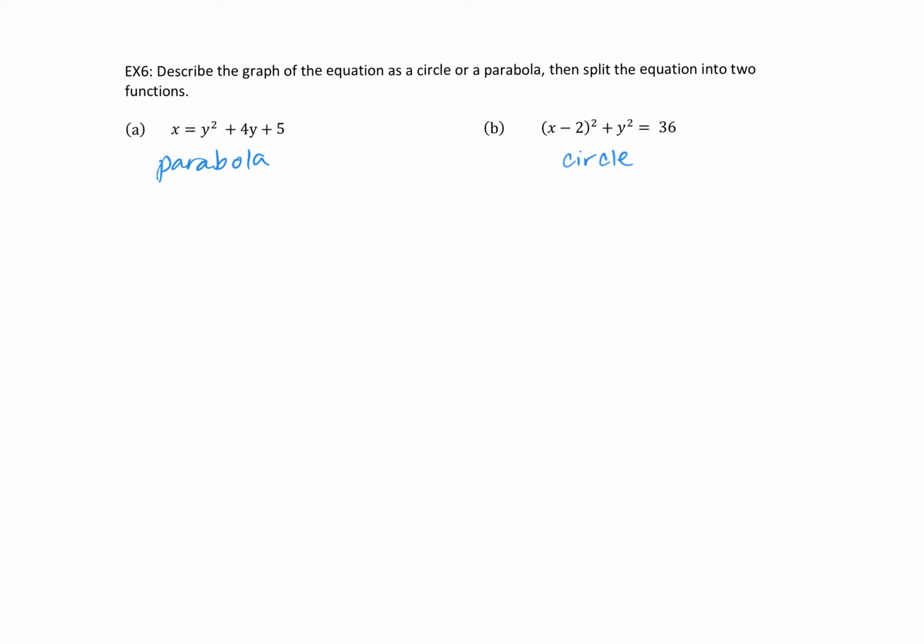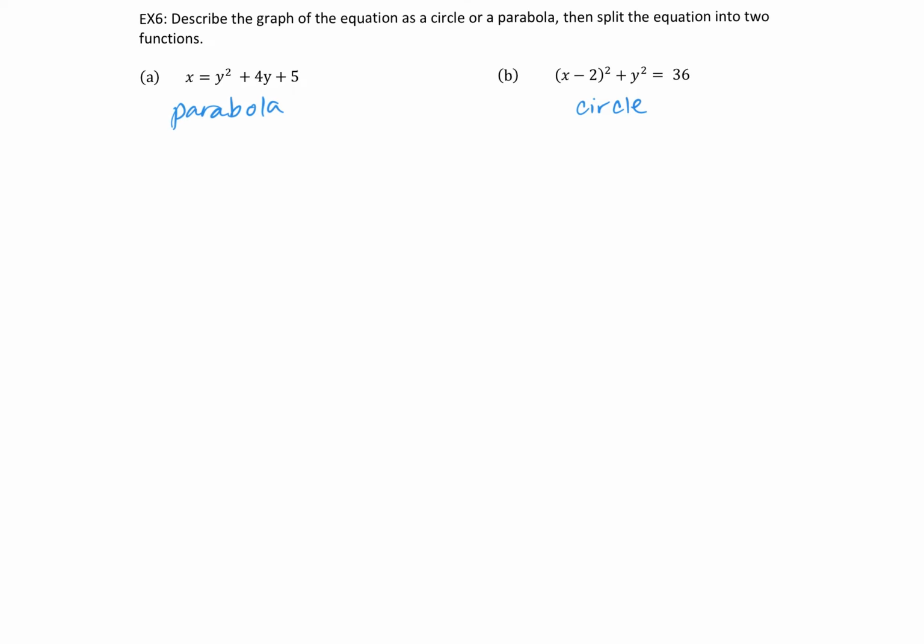So I've identified these as either a parabola or a circle, and now I want to define functions. In A, the first thing I want to do is check the y squared plus 4y plus 5 and see if I can write that as something squared. But unfortunately, it's not a perfect square. So we'll look at two ways that we can make it into a perfect square.